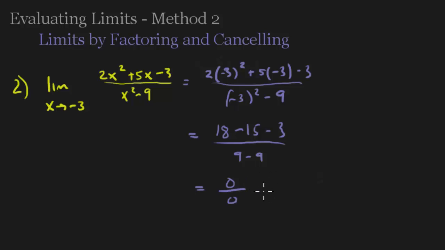So this is bad, but in a way it's actually good too, because 0 over 0 means there's still a chance a limit exists. So let's go ahead and see if we can factor and cancel.